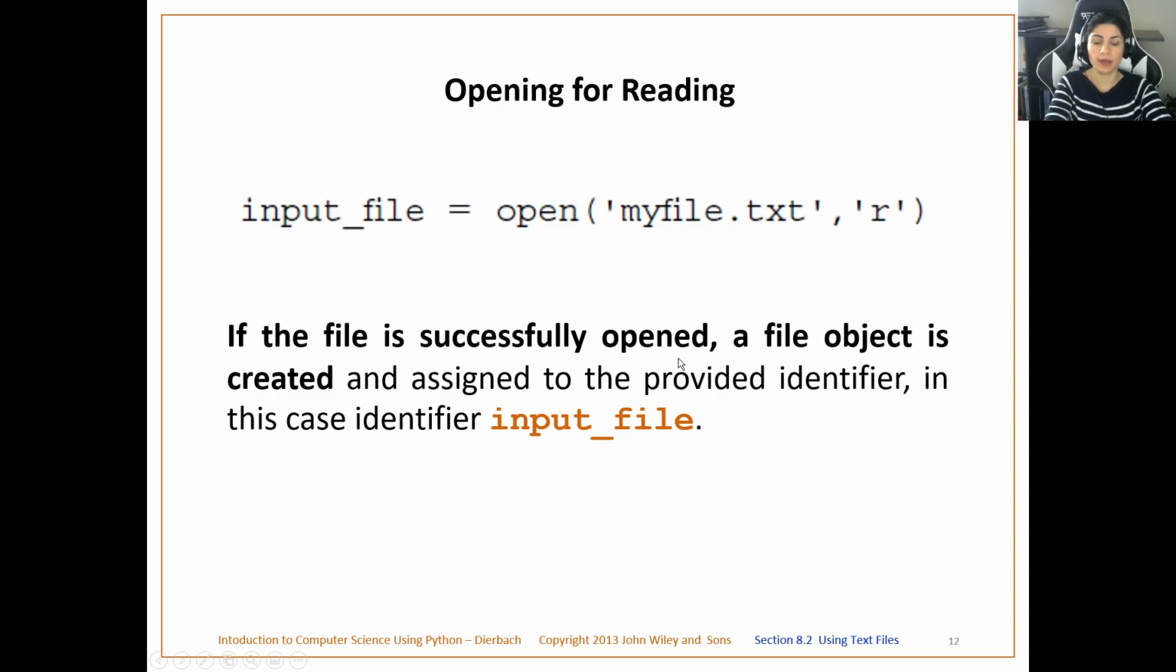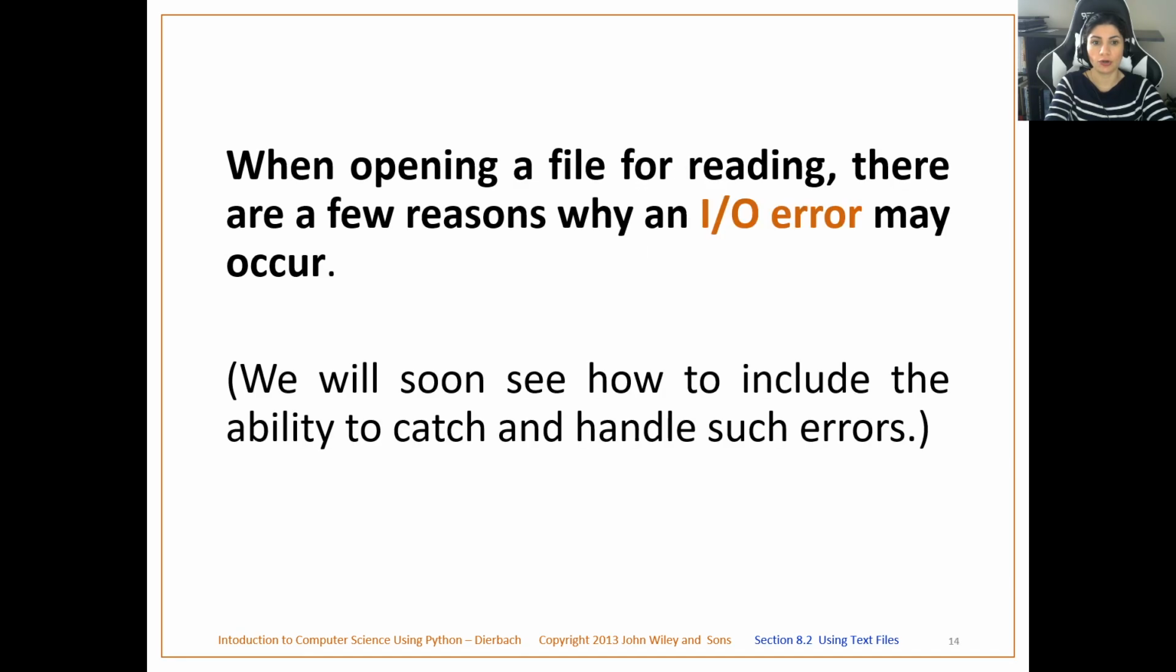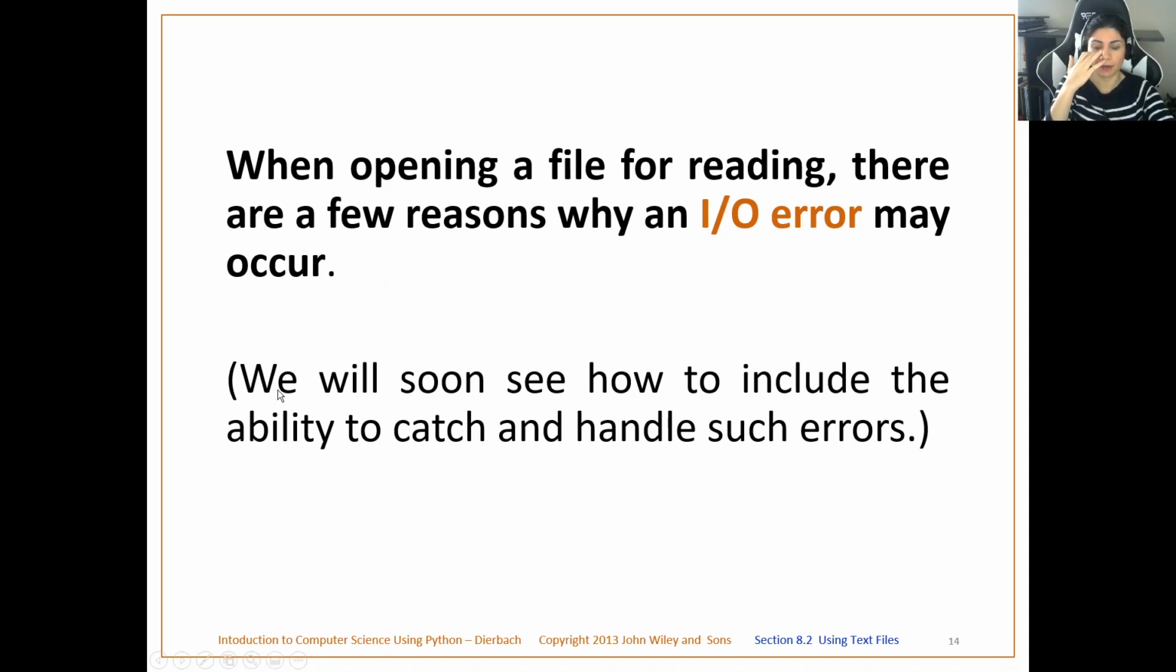If the file is successfully opened, a file object is created and assigned to the provided identifier, which in this case we are calling input file. If you try to open a file that doesn't exist, you're going to get an input output error, something such as this error message. It says no such file or directory, and I'm going to show you an example in a second. Later in this chapter, I will talk about how to catch those kinds of input output errors, so we know exactly what happened when we receive that error. Instead of crashing the code, we can handle those kinds of error messages.